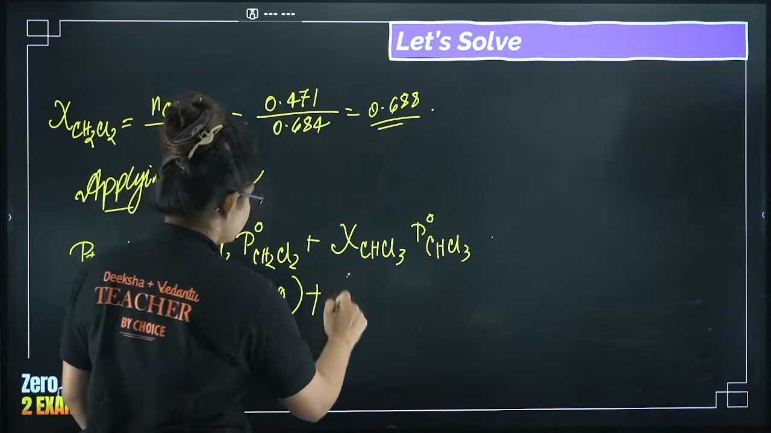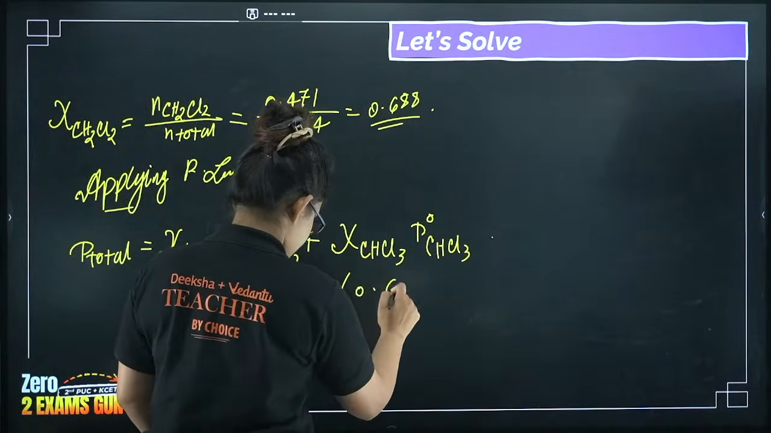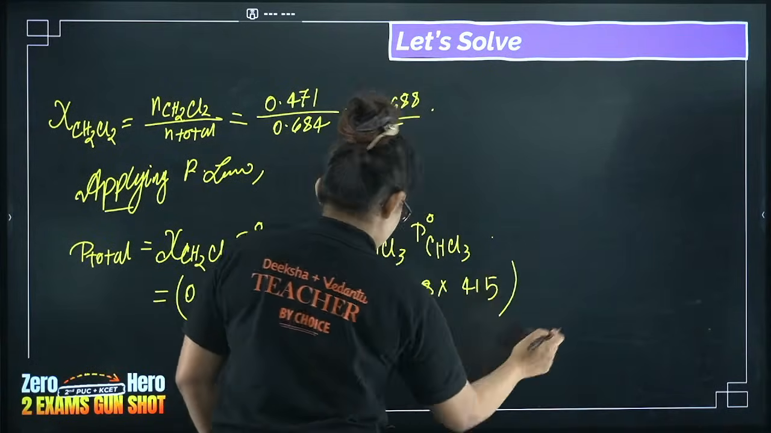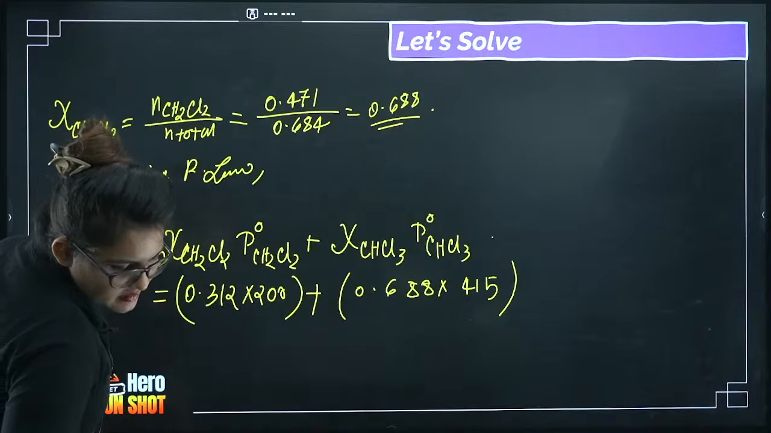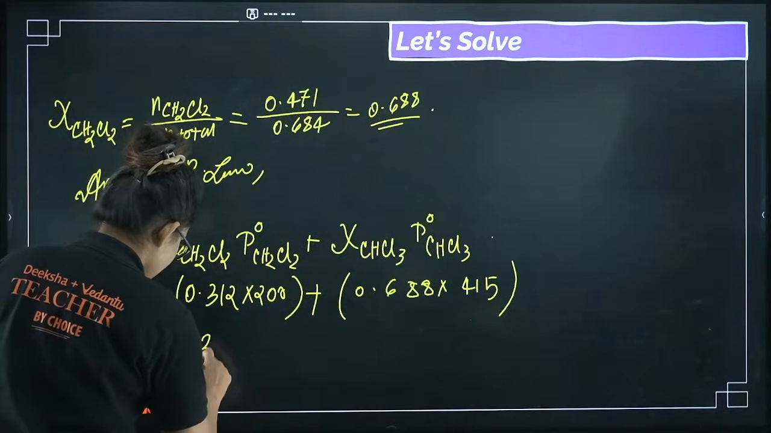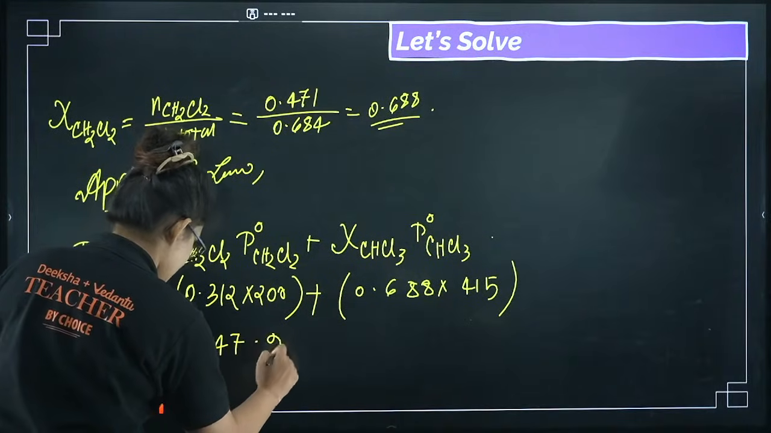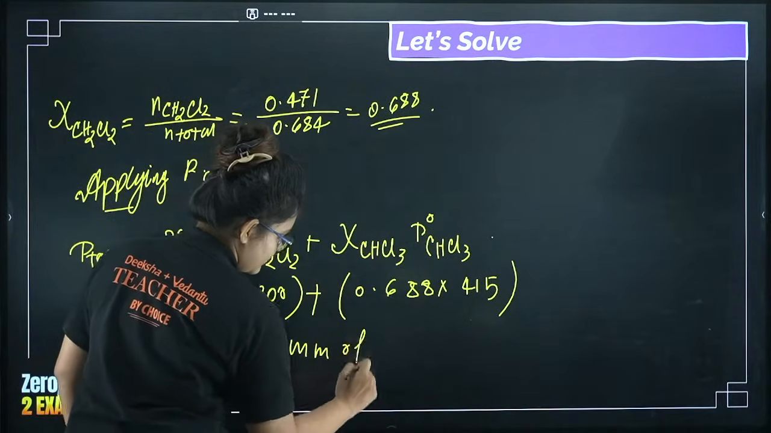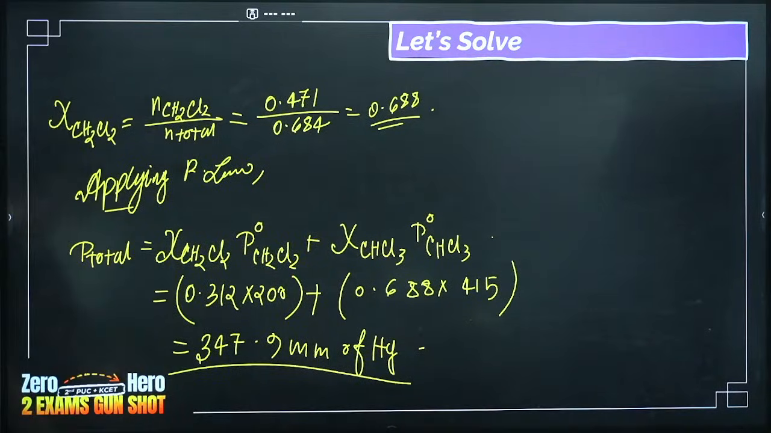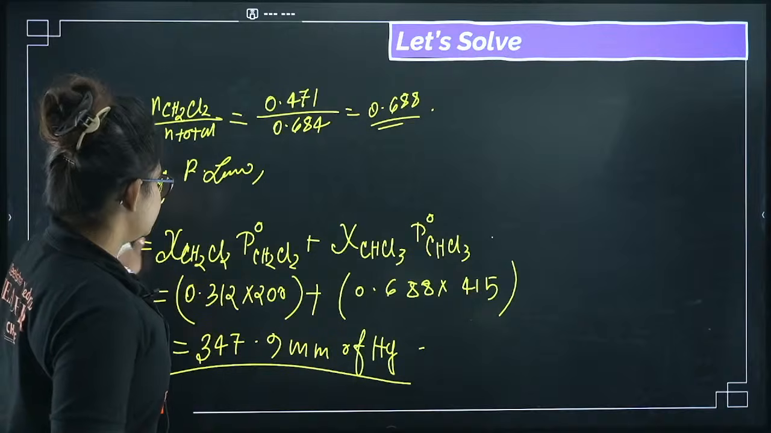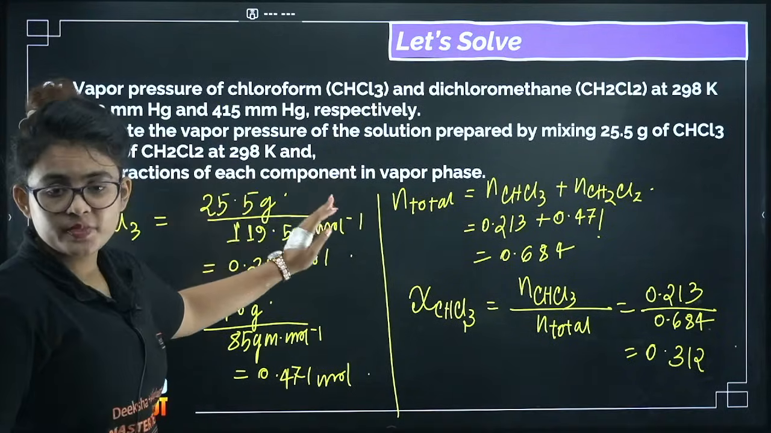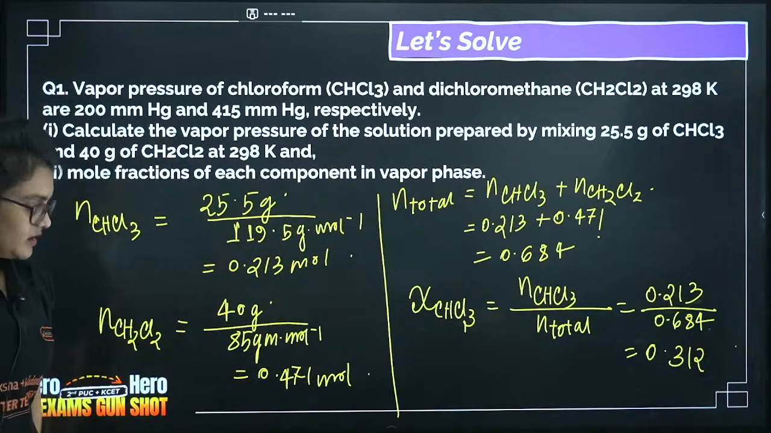Okay, plus here also I can get 0.688 into the pressure, which was 415. If you calculate this, you will get something like 347.9 mm of Hg. Okay, that is the answer, but I am not yet done. This is only the first part. Calculate the vapor pressure of the solution. That is the first part only.